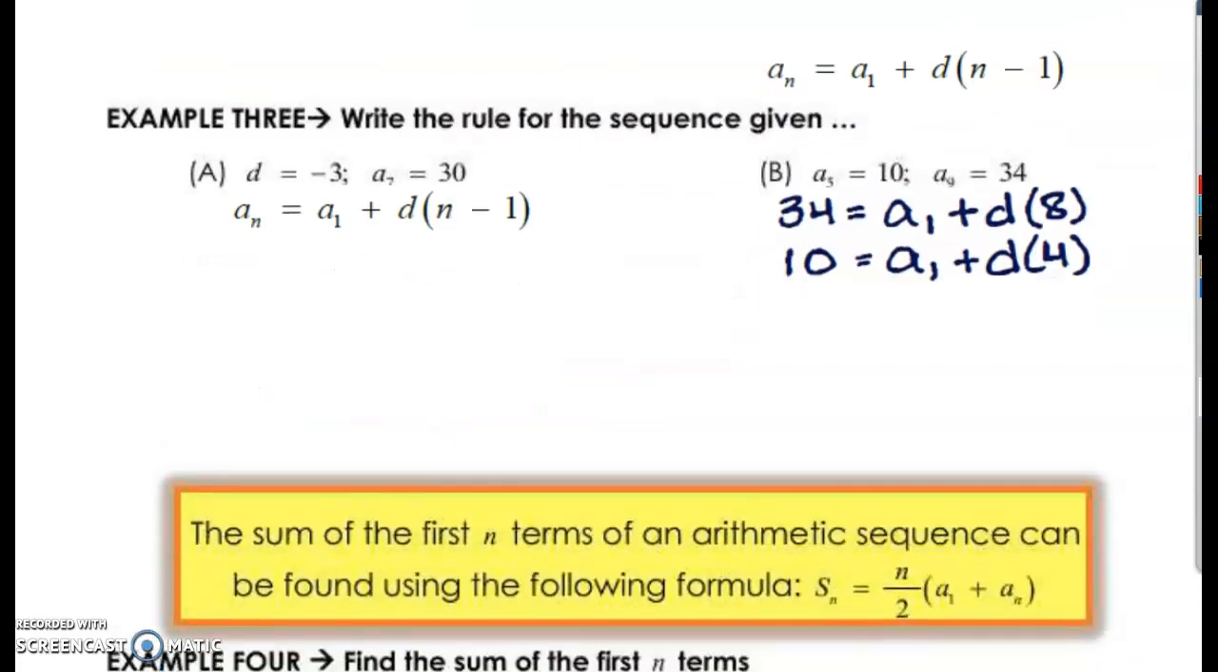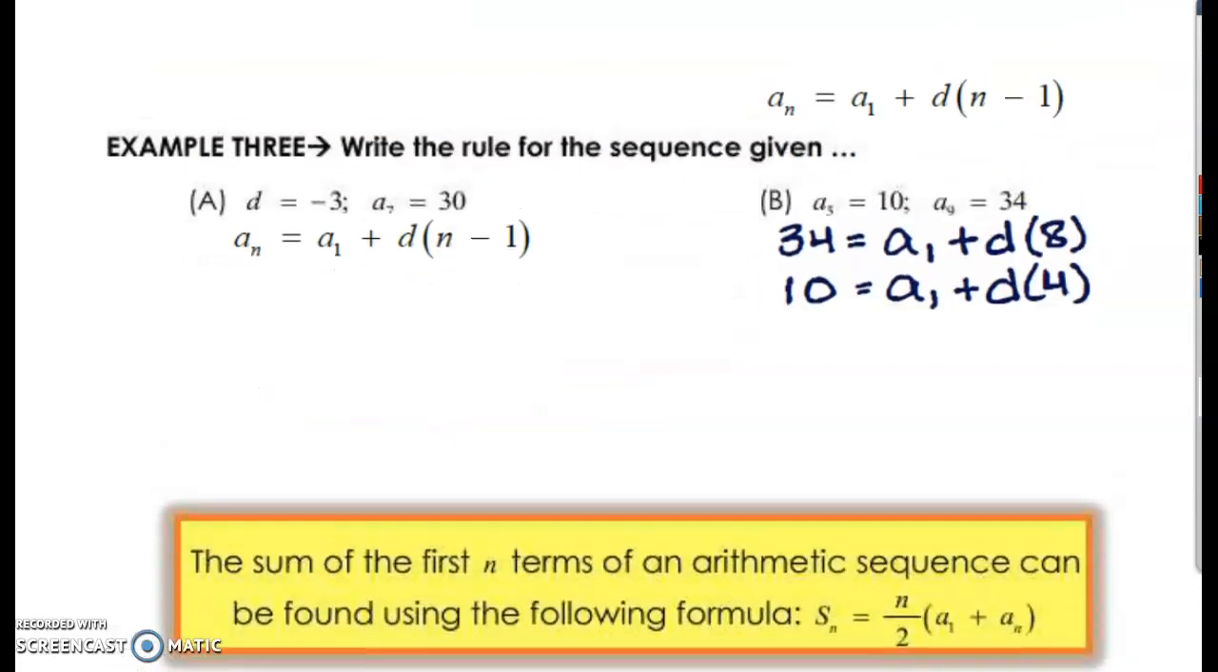Okay, so example 3. Sometimes we're asked to write the rule for the sequence that's given. So in this example, they've given us the difference, and they've given us one term: a sub 7 is 30. All right, well, what do we have and what are we looking for? Do we have the first term? No, we don't. We've got to find the first term before we can use that formula. So let's put in what we know.